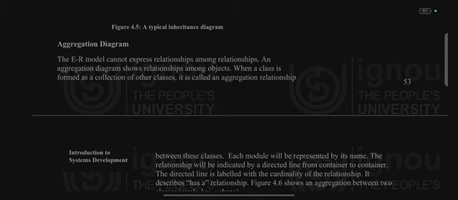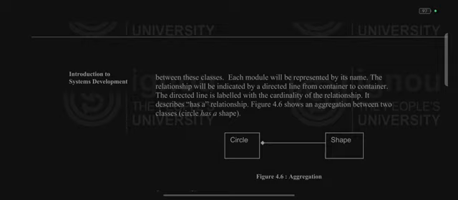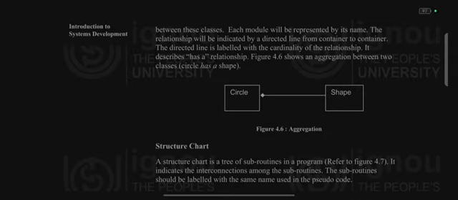Aggregation diagram. The ER model cannot express relationships among relationships. An aggregation diagram shows relationship among objects when a class is found as a collection of other classes. It is called an aggregation relationship between these classes. Each module will be represented by its name. The relationship will be indicated by a directed line from container to container. The directed line is labeled with the cardinality of the relationship it describes.